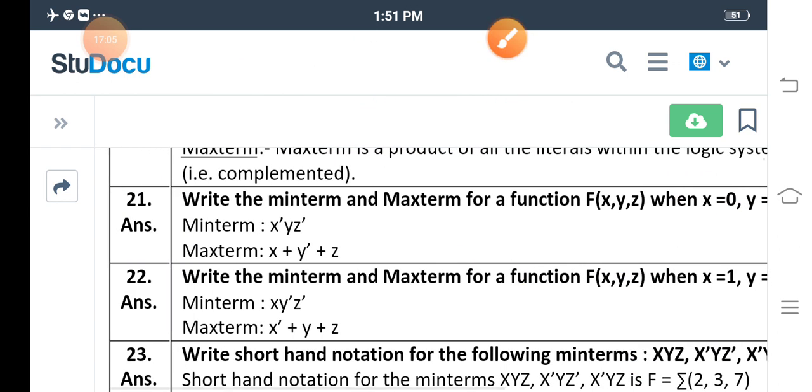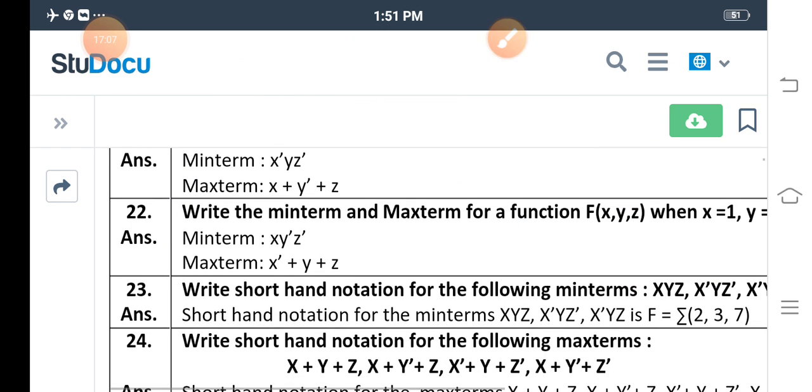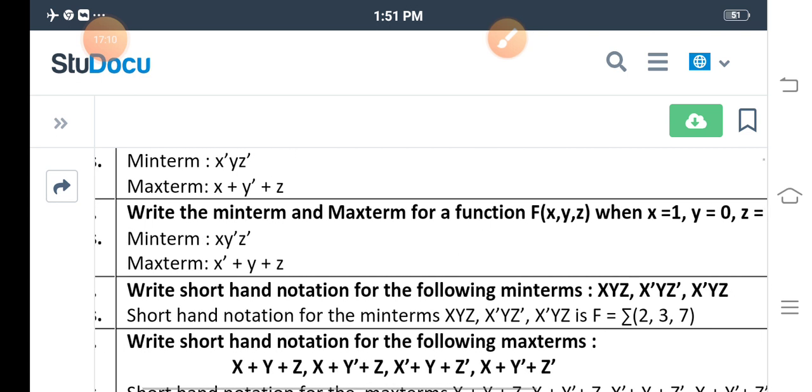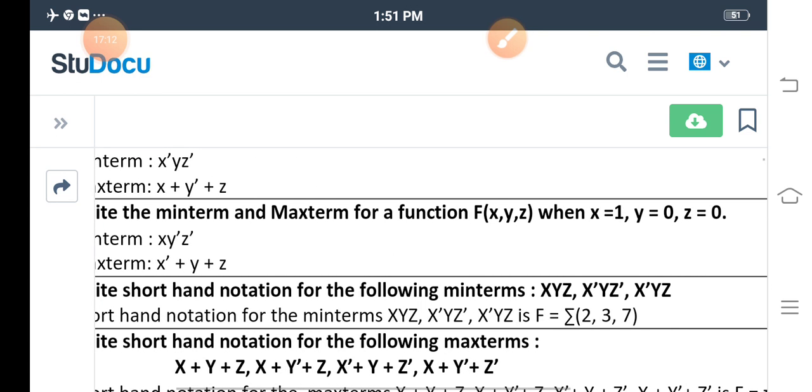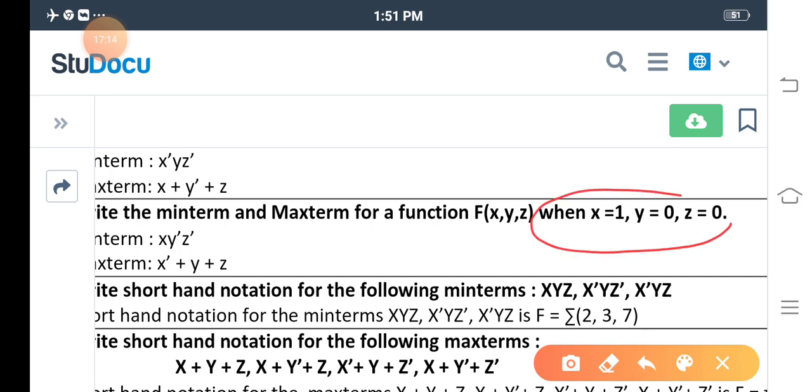Moving on to next, 22, that is also same. Do it yourself. It is the homework for you. Question is, when x is 1, y is 0, z is 0. This is the question, and the answer is here.